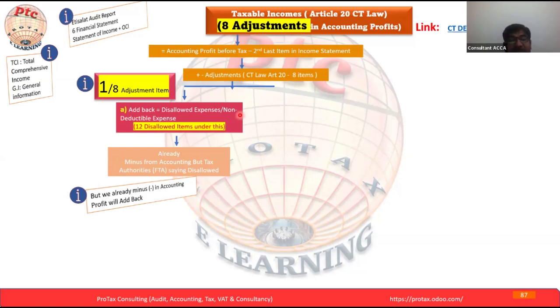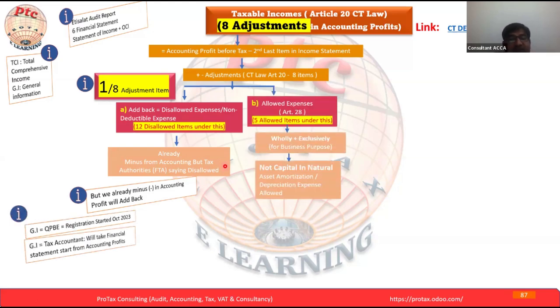So these expenses are already deducted in the accounting, but the tax authorities say they are disallowed. Since they were already deducted, our accounting profit is reduced, so now we have to add them back, which means our profit will be increased. Adding back these expenses increases our tax base and our taxable income. Now our journey starts from the accounting profit to the taxable income. The whole exercise we will learn today is from accounting profit to taxable income. In between, we are discussing many areas and many adjustments.